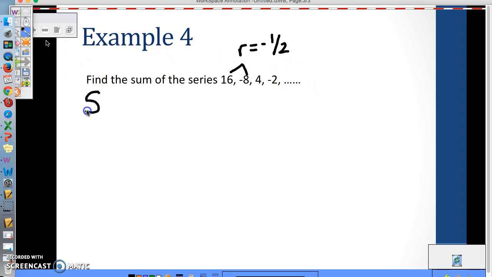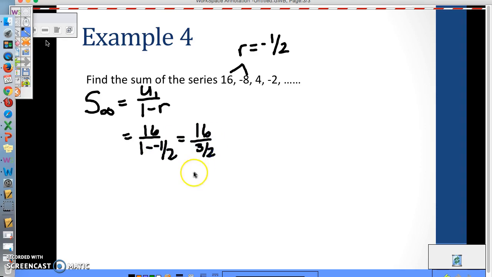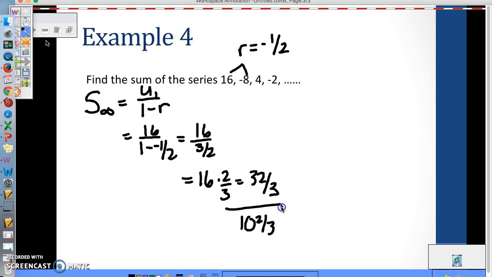So if we were to find the sum of this to infinity, we have to use that formula, u sub 1 over 1 minus r. So we have 16 over 1 minus negative 1/2. So we have 16 over 3 over 2. And let's see, we could do this without a calculator. 16 times 2/3. So we have 32 over 3. Well, that would be 10 2/3.